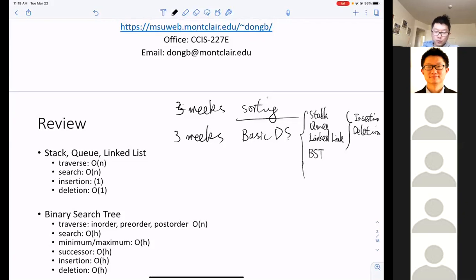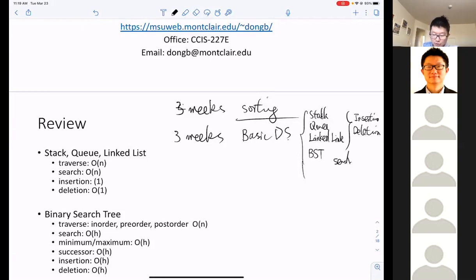So what is the point for us to use binary search tree, or what is binary search tree good at? The reason people designed binary search tree is because of the search efficiency.